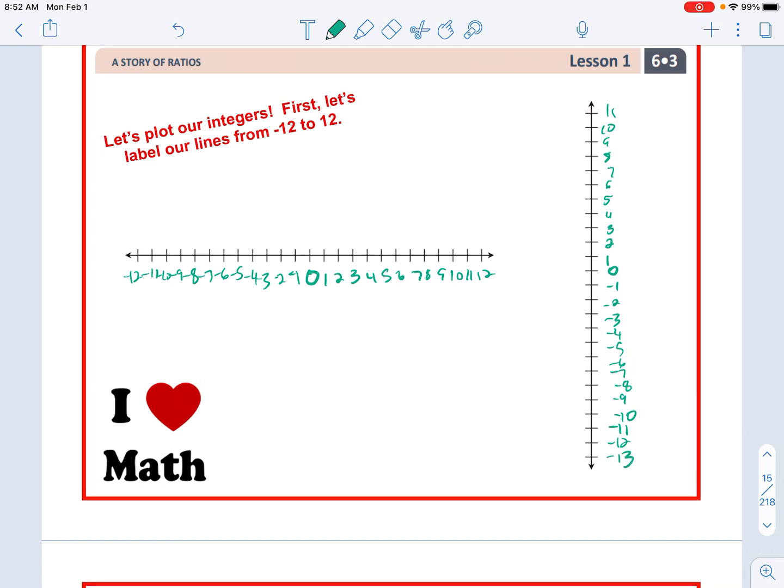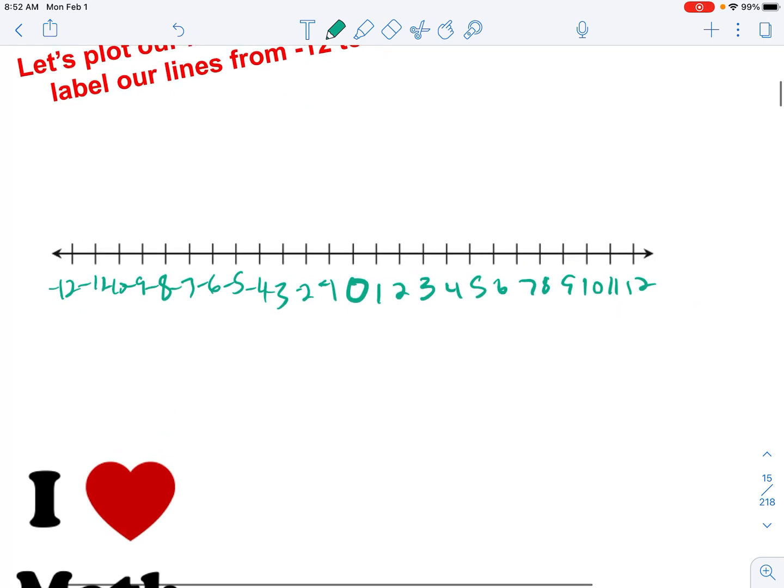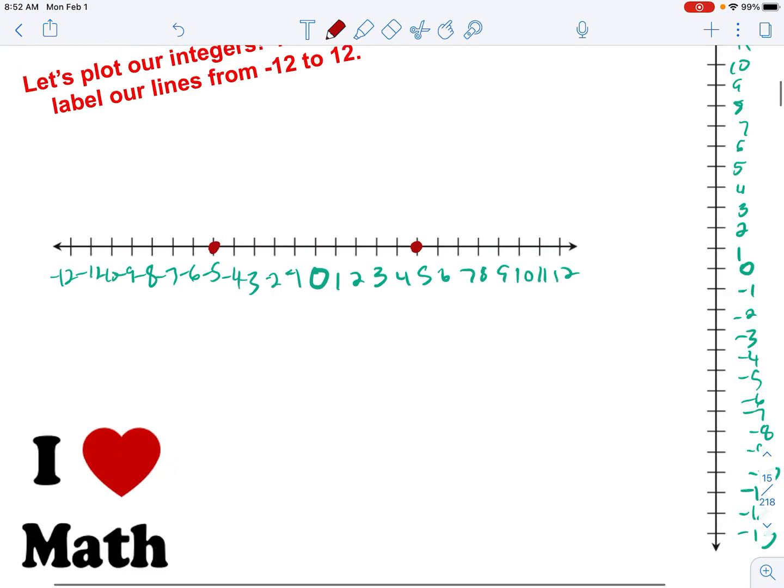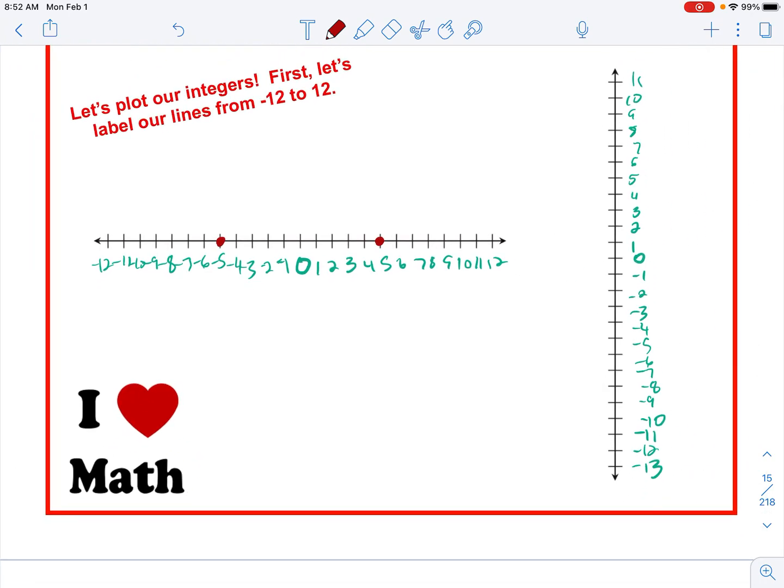Let's plot our integers. Say I wanted to plot 5 and its opposite. There is 5 and there is negative 5. I'm going to do the same thing. There is 5 on the vertical number line. There is negative 5 on the negative side.